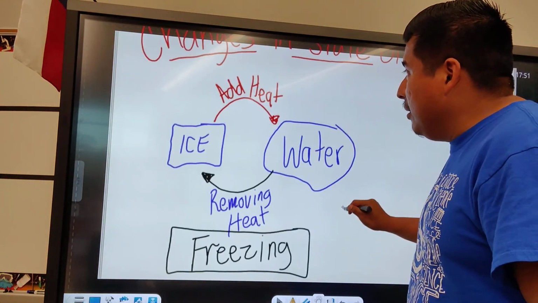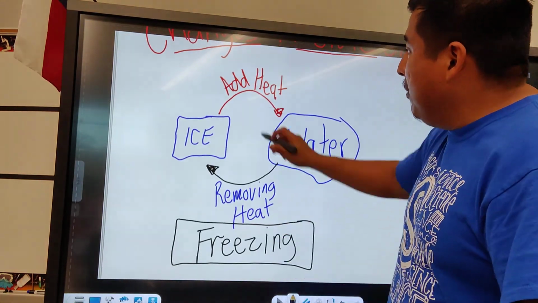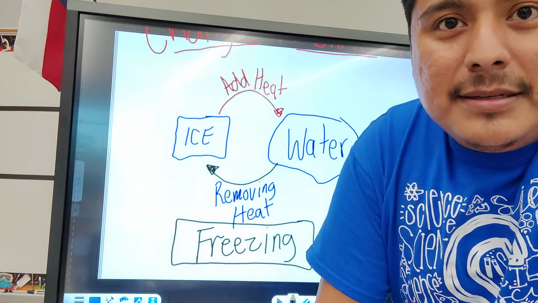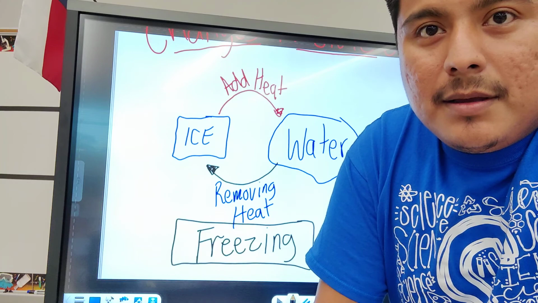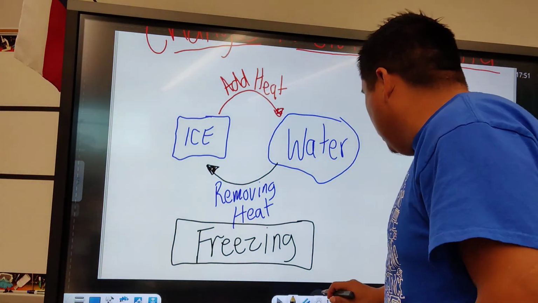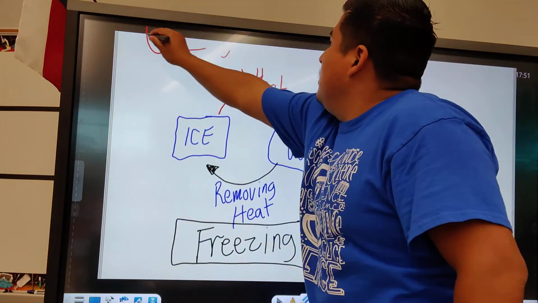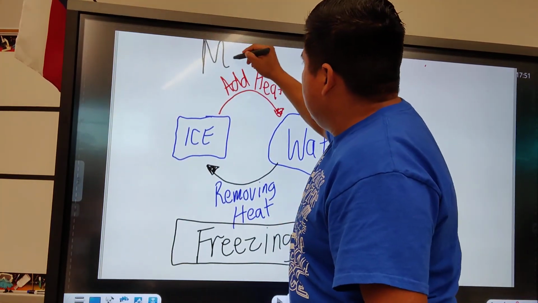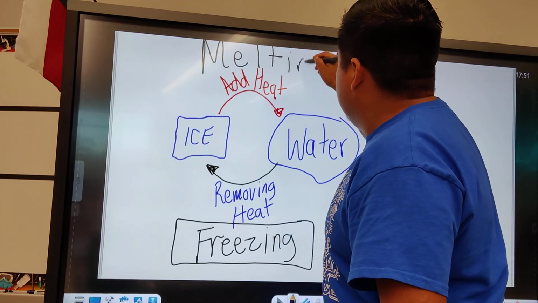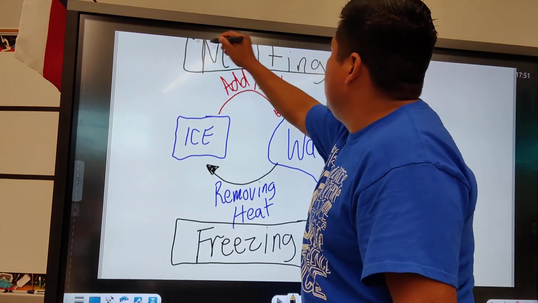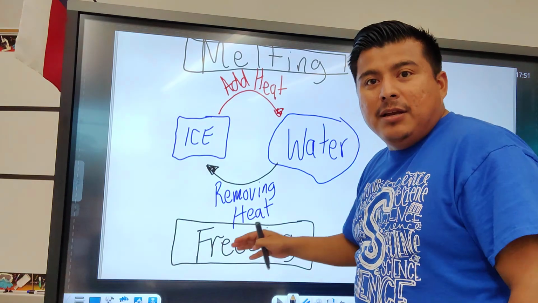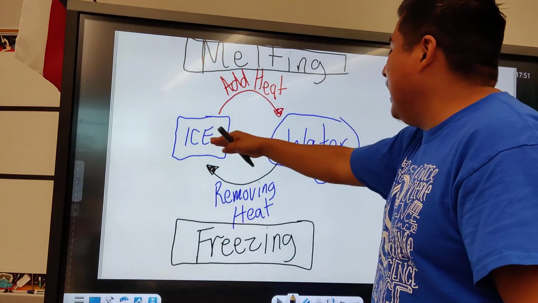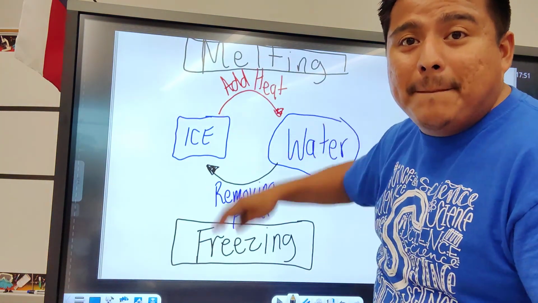Now, what about when you add heat, when you have ice and you turn it into water? What do you call that process? Okay, yes, we call that melting. So we have freezing. Again, when you remove heat, you freeze. When you add heat to ice and it turns into water, it's called melting, okay?